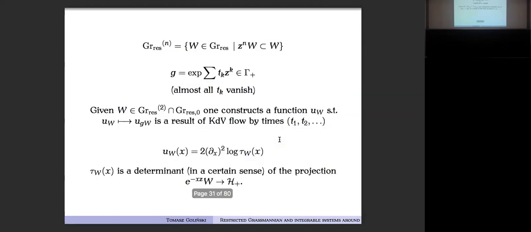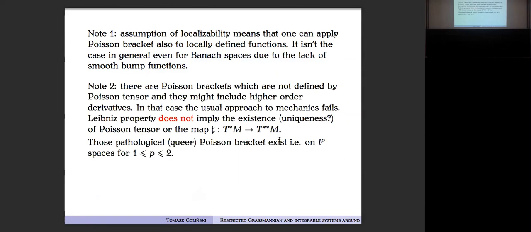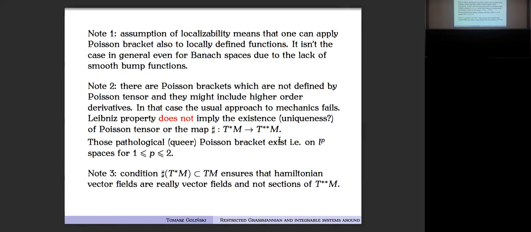Okay, so like I said, these pathological Poisson brackets exist on L^p spaces, for example, when p is smaller or equal to 2. Those two points come from our paper with Daniel Beltita and Tudor Ratiu. And the third condition, with this sharp map, comes from the original paper by Odzijewicz and Ratiu. It ensures that the Hamiltonian vector fields we consider are really vector fields, I mean sections of the tangent bundle, not sections of the bidual, because then you wouldn't have a good flow. Maybe you have some flow in a weak sense, not smooth flows. Maybe there are some possibilities there.